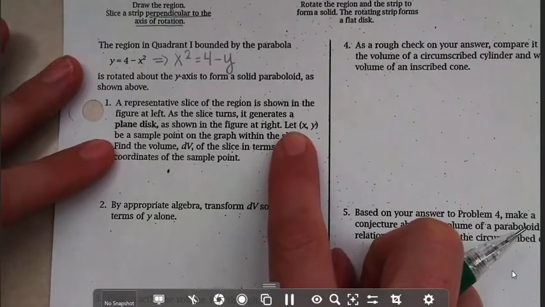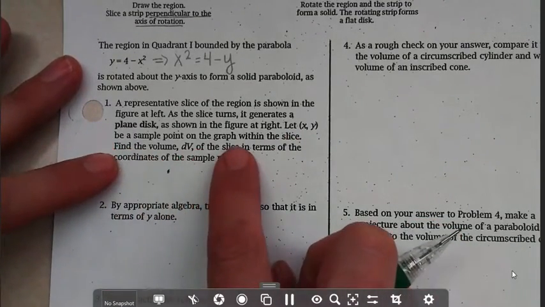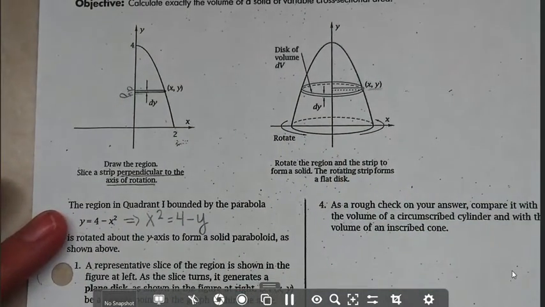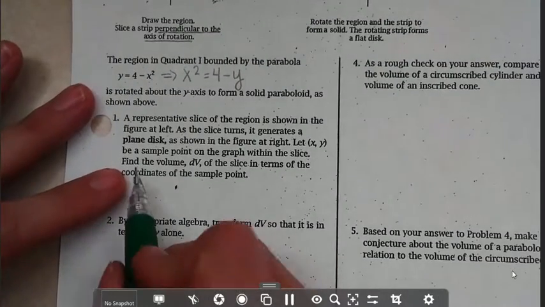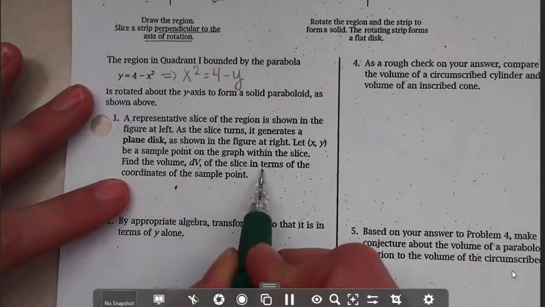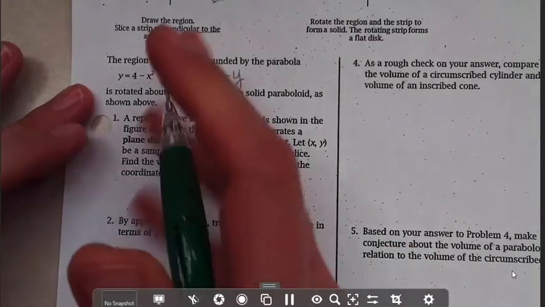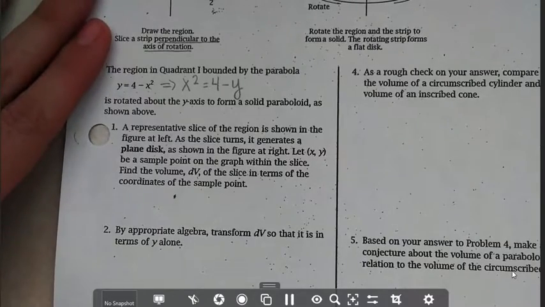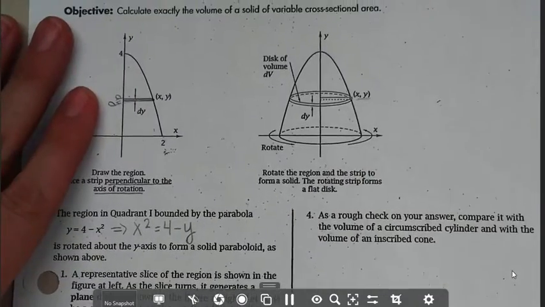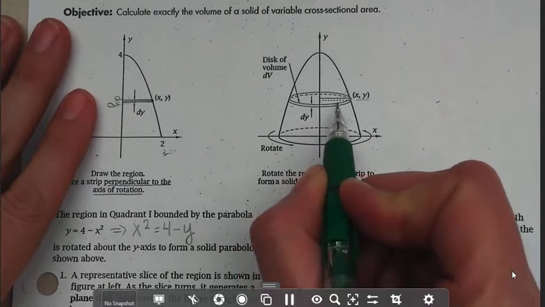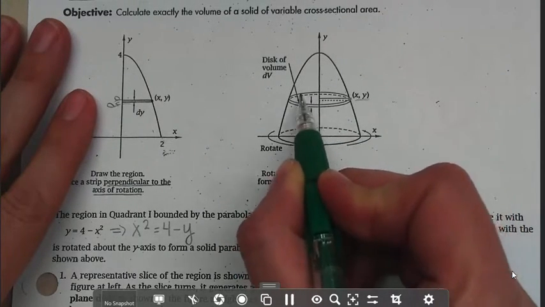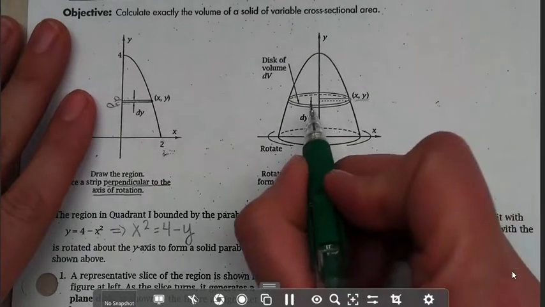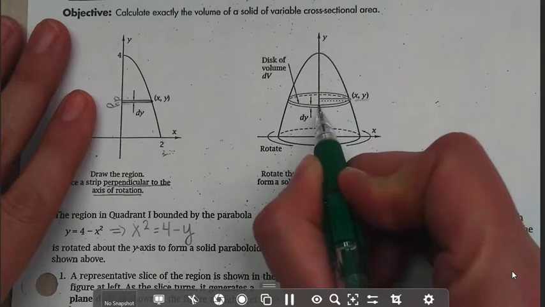So we're going to let (x, y) be some sample point on the graph within the slice. So this is my (x, y), the point that I'm looking at. We're going to find the volume dV of the slice in terms of the coordinates of the sample point. The volume of this slice is basically a circle, but it's got a width, so I need the area of the circle times the width.